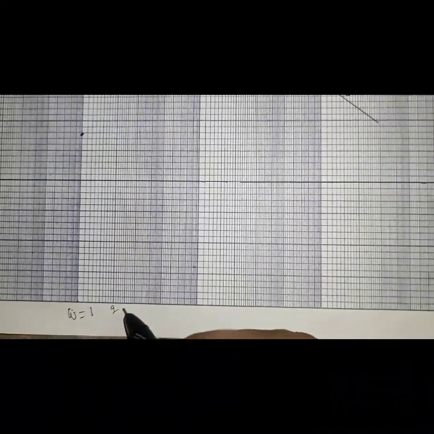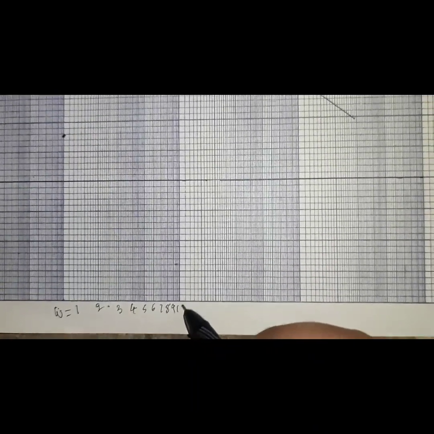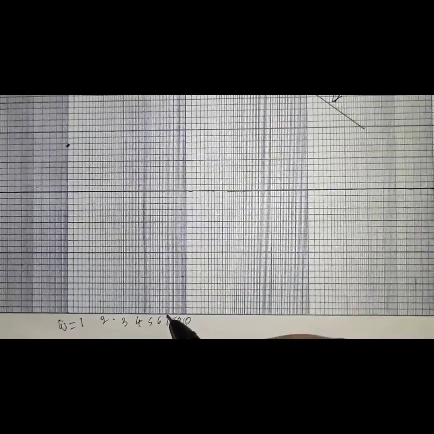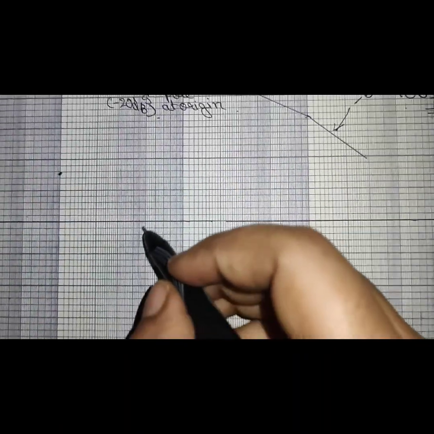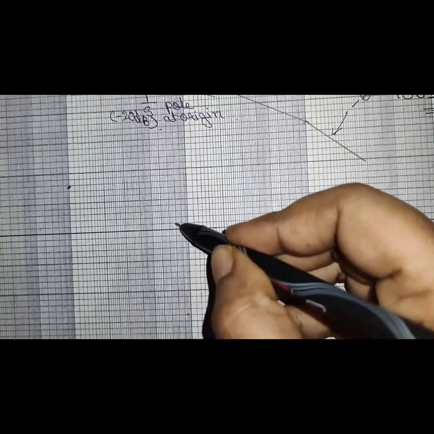Next, when it is 7, this is 2 and this is 3, then 4, 5, 6, 7, 8, 9, 10. So when it is 7, the angle we got is minus 175. It will be near here.